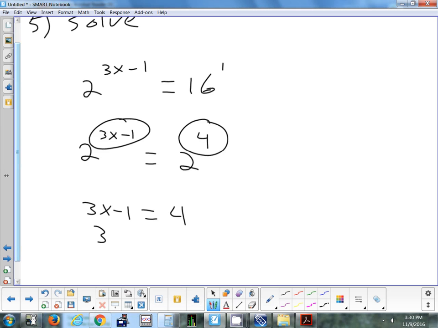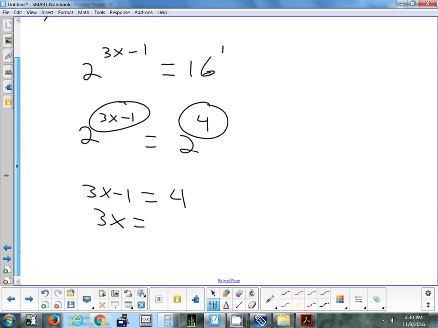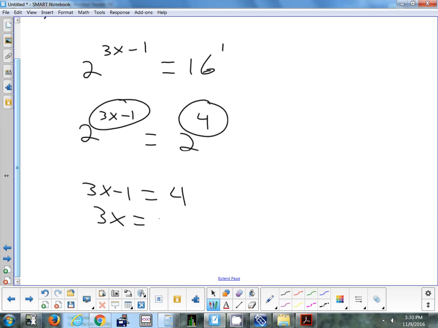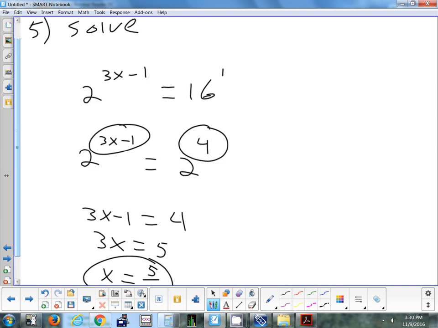So 3x equals 5. And then x equals 5/3. Okay, the key is that if I want you to do it without a calculator, you have to be able to write the base on the other side in terms of the base on the left. When we tell you on a test to do it without a calculator, okay, so that's the answer.